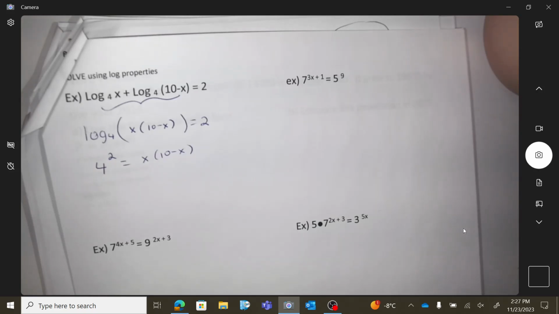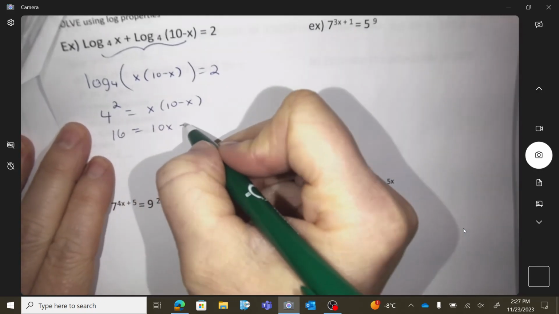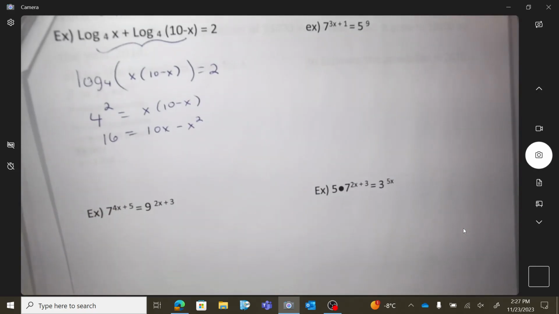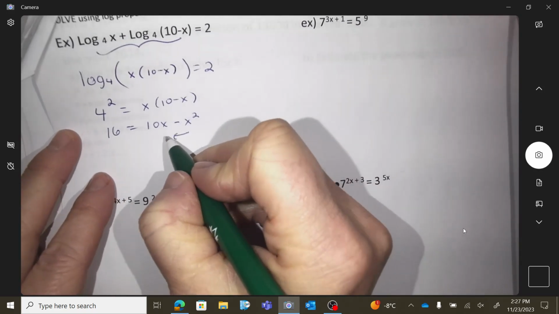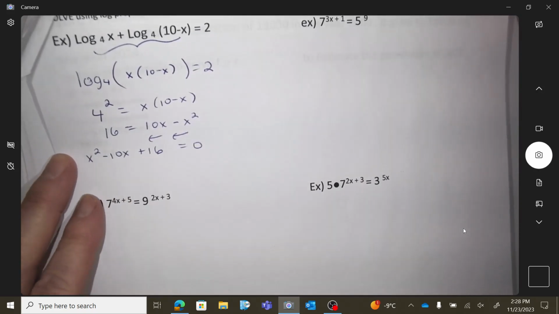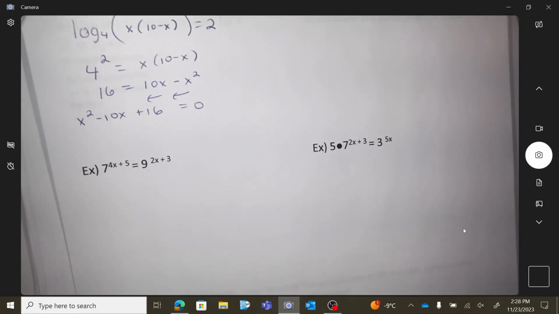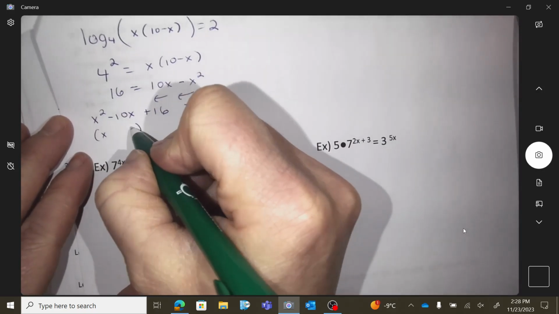Okay, does that make sense what I did? Now it's just all algebra. So 16 equals 10x minus x squared. What do you do algebraically if you see all these parts? Set it equal to 0? Yep. I don't like having negative x squared, so I'm going to go that way. Multiplies to 16.